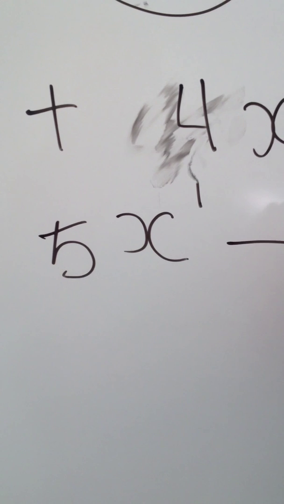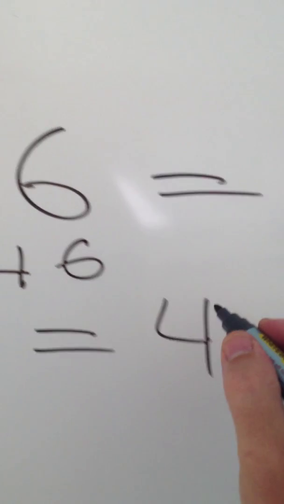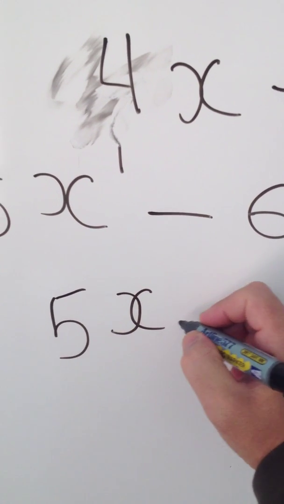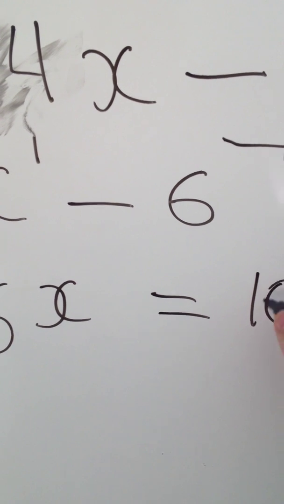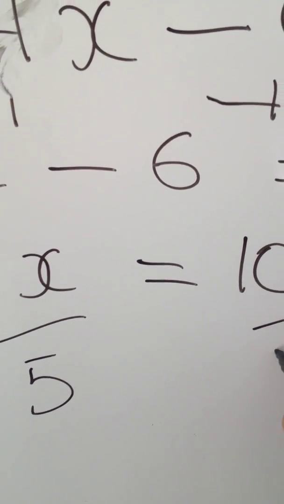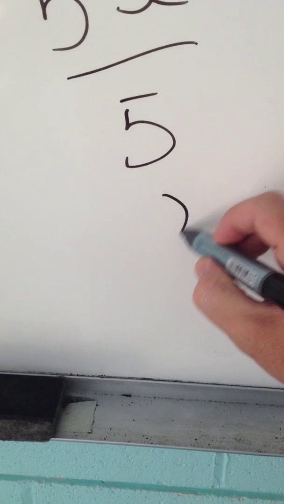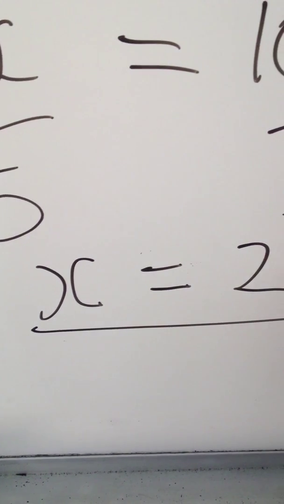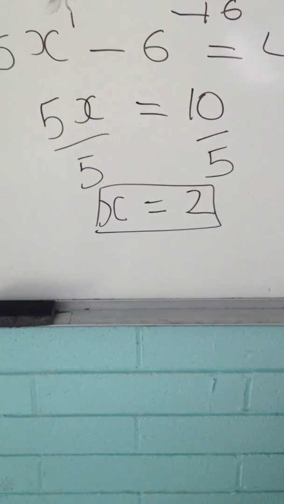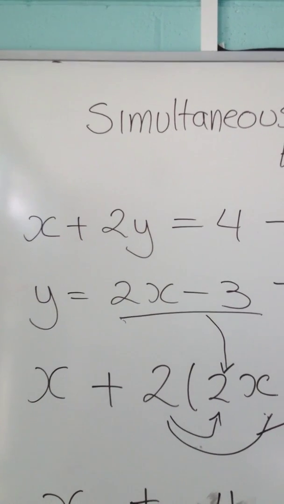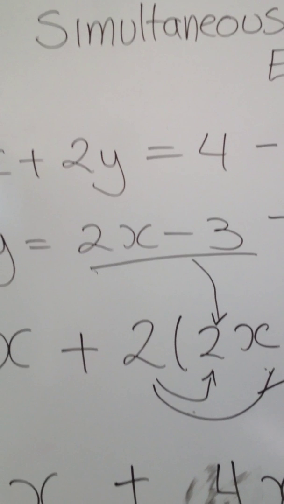And then we add 6 to both sides. We'll end up with 5x equals 10, which now means that I can divide that by 5 and divide that by 5, giving me x equaling 2. And that is my first solution. Now once I get my first solution, I can either substitute into the first equation or the second equation. I would tend to do it into the second equation. Whichever equation you choose, it's always going to be the same answer.